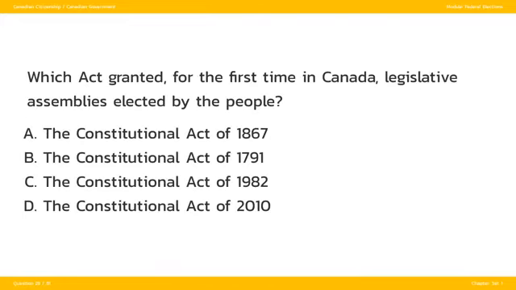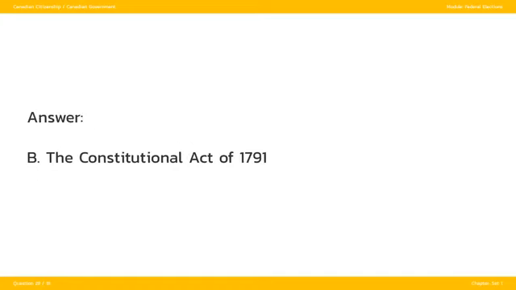Which act granted, for the first time in Canada, legislative assemblies elected by the people? A. The Constitutional Act of 1867. B. The Constitutional Act of 1791. C. The Constitutional Act of 1982. D. The Constitutional Act of 2010. The answer is B. The Constitutional Act of 1791.